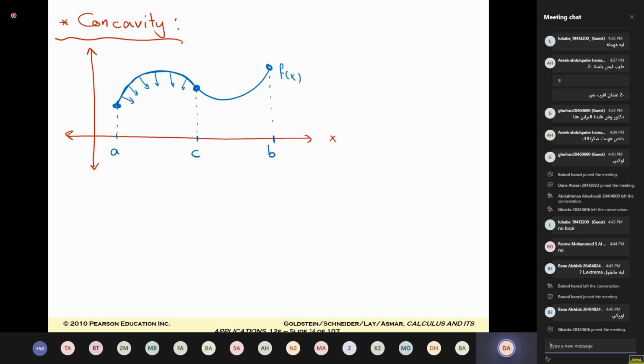At a certain point like C, the curve changes from down to up, to concave up. This is called, from A to C concave down, and from C to B concave up.